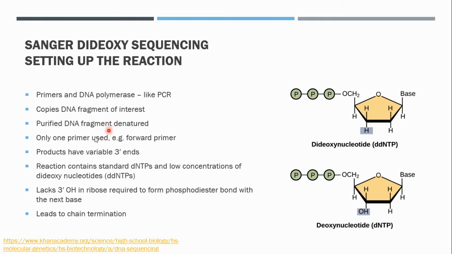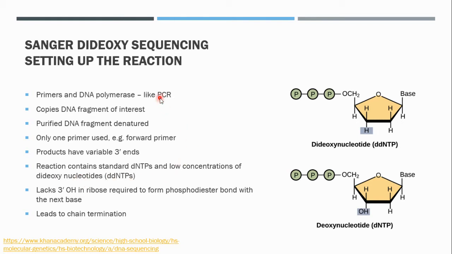Following denaturation, only one primer is used to amplify that DNA. For example, if we're using the forward primer that amplifies in a 5' to 3' direction, we will then have amplification of that product from the original PCR product, since this is a nested amplification. And each of these products end up with variable lengths of 3' ends. Now, the reason that the lengths of the 3' ends vary is due to the presence of a dideoxynucleotide.